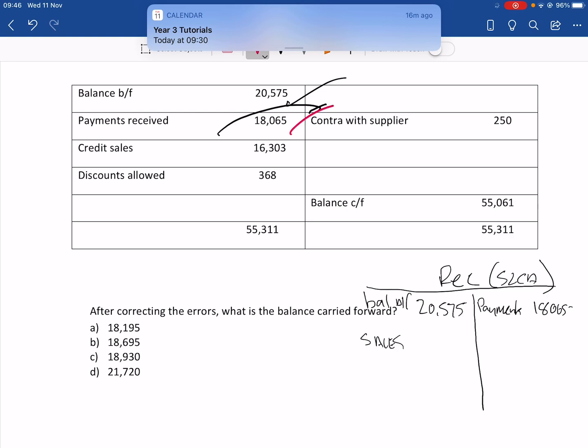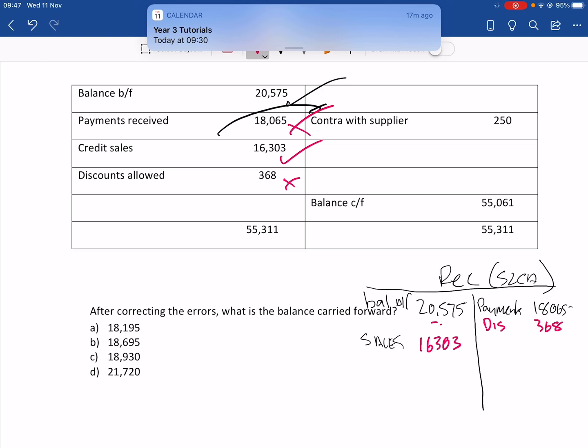So credit sales. So we were owed 20,575, but then we've sold them more goods to the value of 16,303. So that one's on the right side. Discounts allowed, I'll do the crosses. So discounts allowed, that one's not right. It should be on the other side. So discounts allowed should be 368.